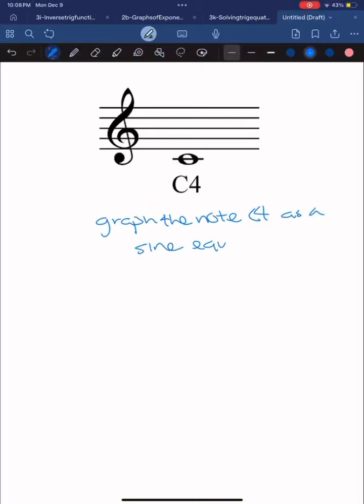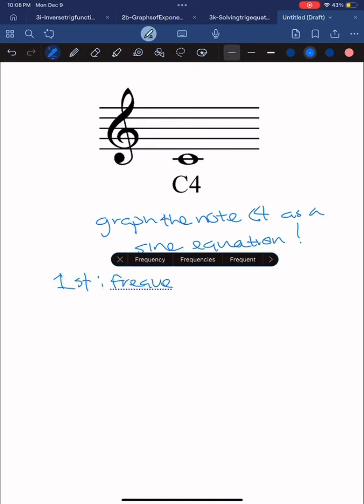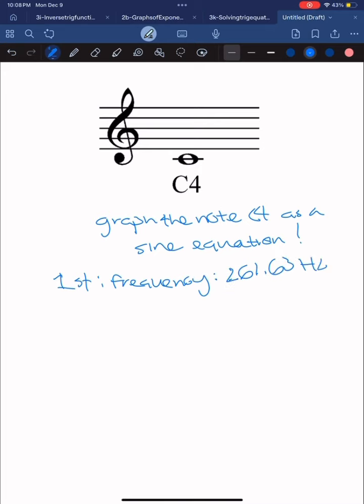Hey guys, today we're going to be graphing the note C4 as a sine equation. Out of this are a few steps we have to find first. The first step is the frequency. The frequency of this note is 261.63 hertz. To find this number, it is the amount of times that the sound wave repeats within a second.